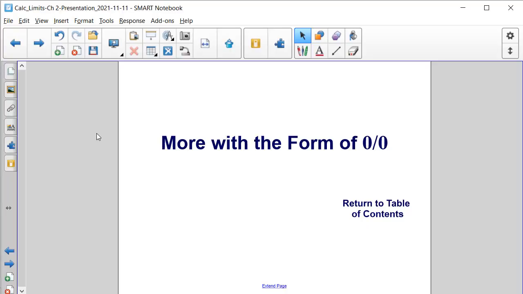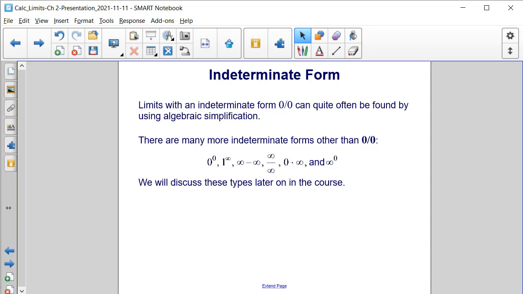More with the form 0 over 0. Limits with an indeterminate form 0 over 0 can quite often be found using algebraic simplification.